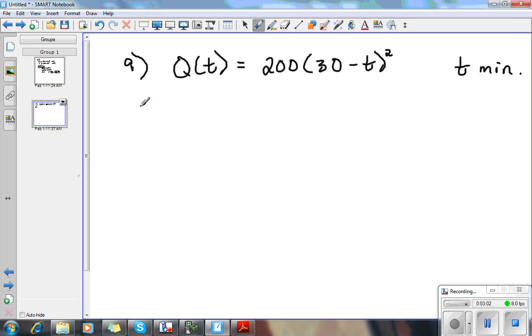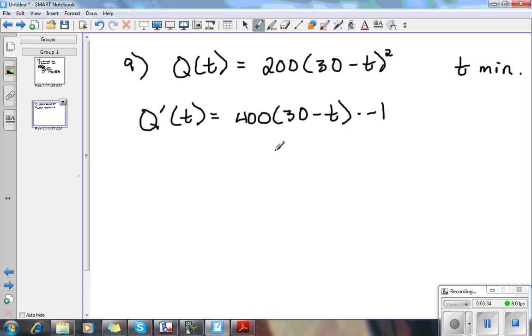Well, remember, when you're talking about how fast is it changing or what's the rate of change, we're looking at the derivative. So I need to know what Q prime of t is. That tells me my rate of change. So to do this, I'm just going to use the power rule with the chain rule. So we're going to get 400 times (30 minus t) to the first power, times the derivative of what's inside. And the derivative of this is negative 1. So I get negative 400 times (30 minus t).